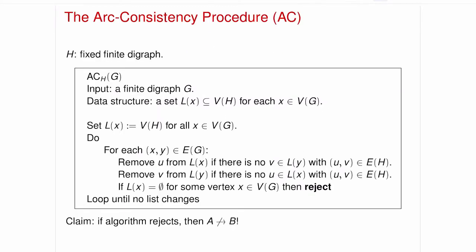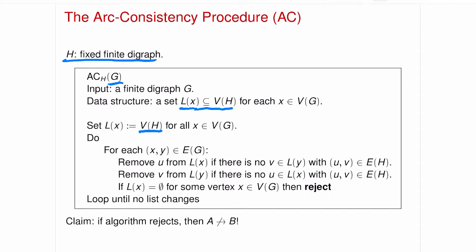And finally, here comes the source code, the pseudocode of the arc consistency procedure. So again, we start with some fixed finite digraph H. The arc consistency procedure depends on H. The input is a graph G. And these bags, here I call them lists, or actually these are just sets. For each variable x, I maintain a set of vertices of H. In the beginning, all of these sets are largest possible. So all vertices of H are in the bag, in the L of x, for every variable or vertex x.